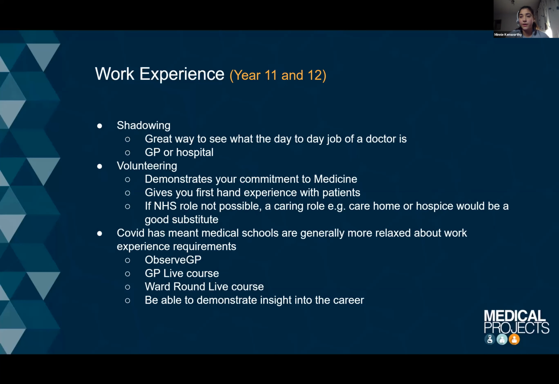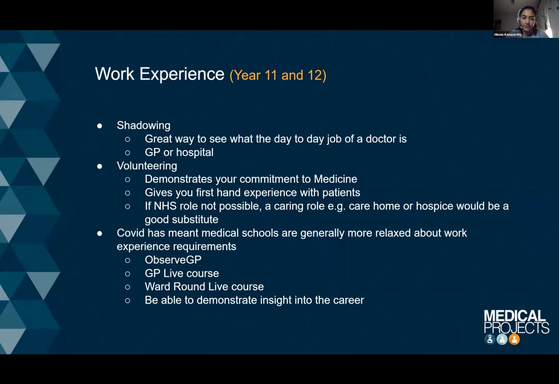So shadowing is always really great. Try and get in touch with some doctors, or there may be some programs within your local hospital that you can get in touch with and say, I'm really interested in medicine, is it possible to shadow you? It's a really good way: you just follow them around and see what jobs they do. Maybe you're interested in surgery, and you might get to see something.